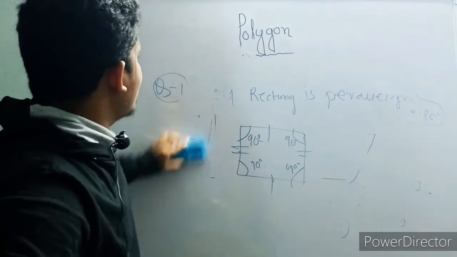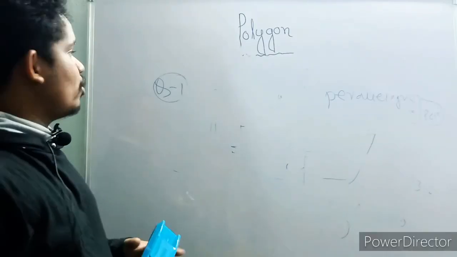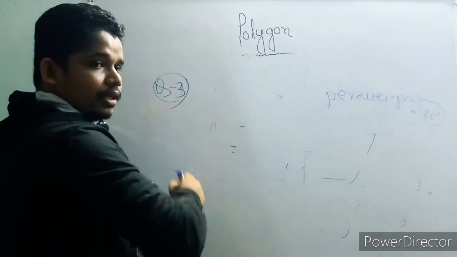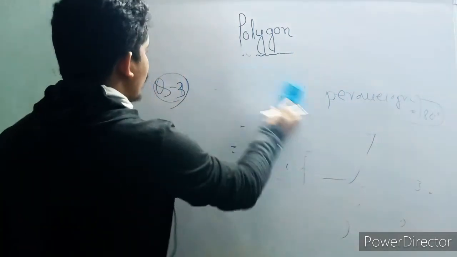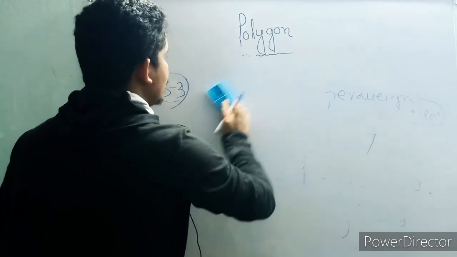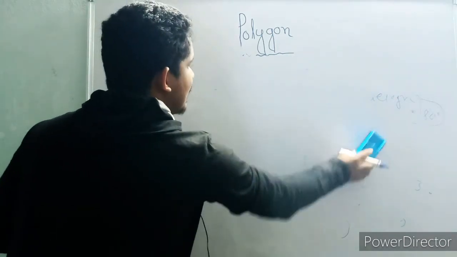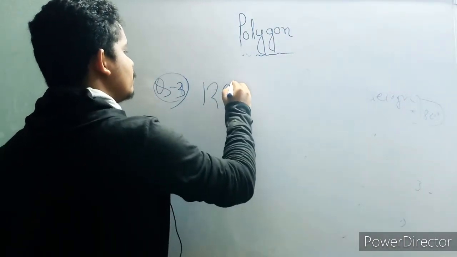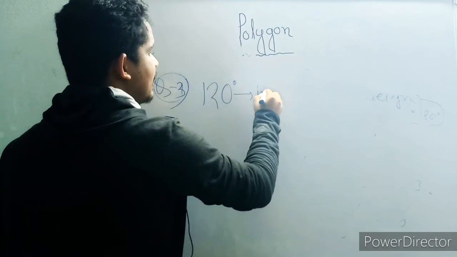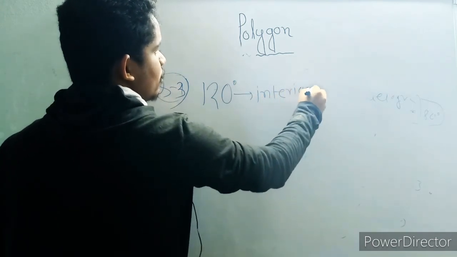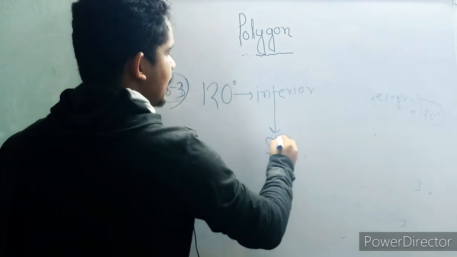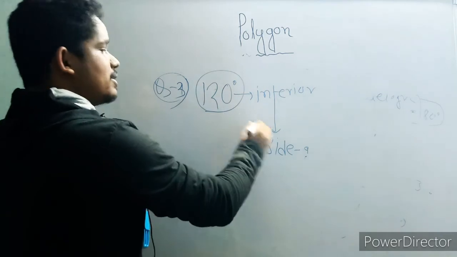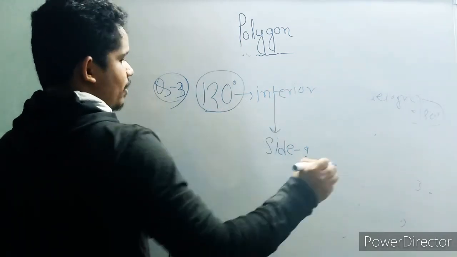Another type of question they sometimes ask. Question number 3, this is a somewhat typical question. If they say that for a polygon, each interior angle is 120 degrees, then how many sides will there be? They are asking for the sides. See, from the interior angle you can't directly find the sides, so you have to apply what I said first.